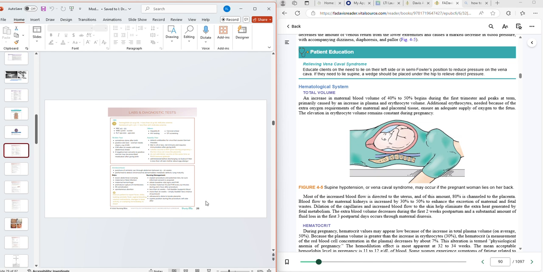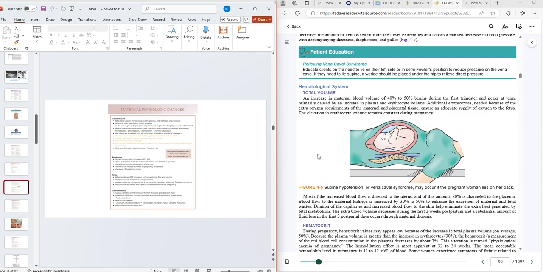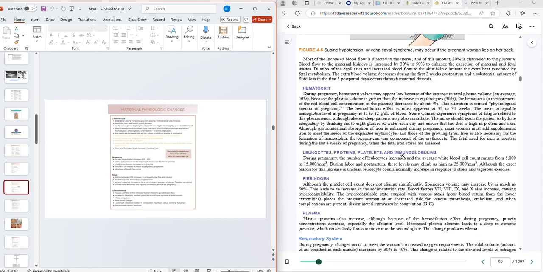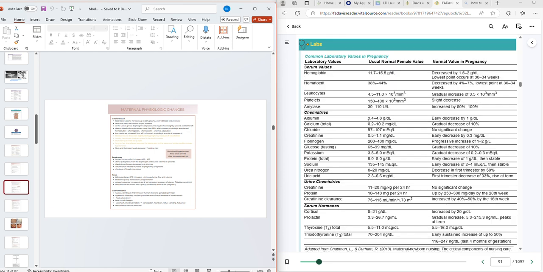Page 91 is just talking about these different labs and the different metabolic changes. They're here, so you can read through those. This is what we want our normal female to have. This is our value for pregnancy. So you see it does drop a little bit, but we still want it above 10. That's our magic number, is we want it to be at least above 10.